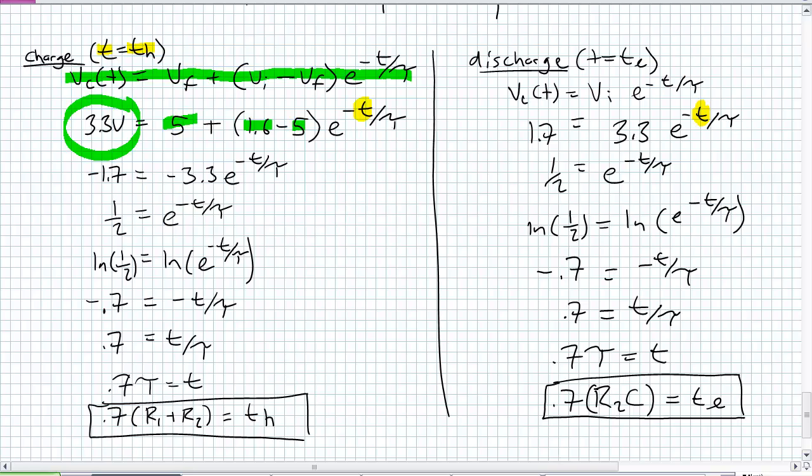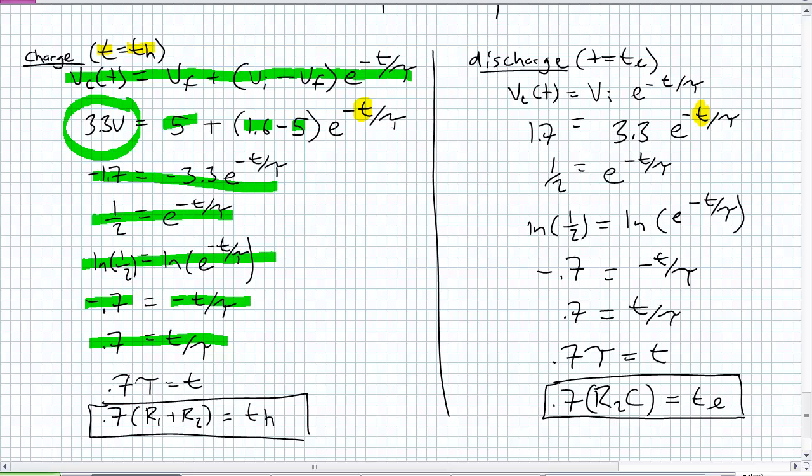Subtract 5 from both sides, you're going to get this. Divide by negative 3.3, you're going to get this: 1/2 equals e to the negative t divided by tau. Take the natural log of both sides. What you get is negative 0.7 equals negative t divided by tau. Get rid of the negative, move tau over to that side. And again, what is tau for our circuit? Forgot the C right there. So it's (R1 + R2) C times 0.7. That's why that mysterious 0.7 comes in.